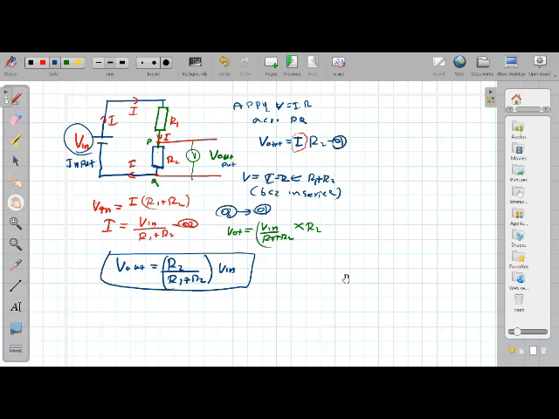So there's an equation: V out equals V in divided by the total resistance multiplied by the voltage. You are basically taking the total resistance. That's what you're finding.